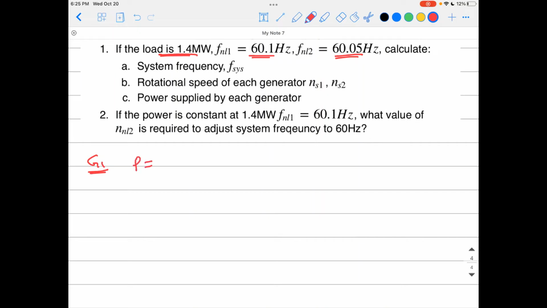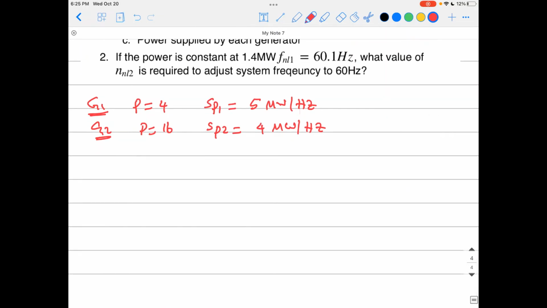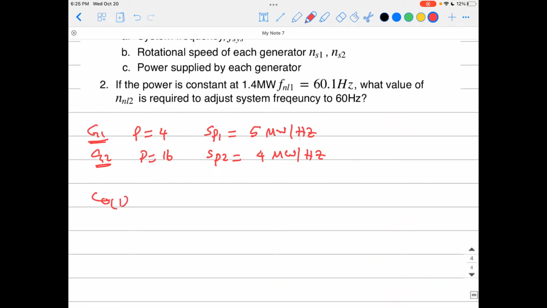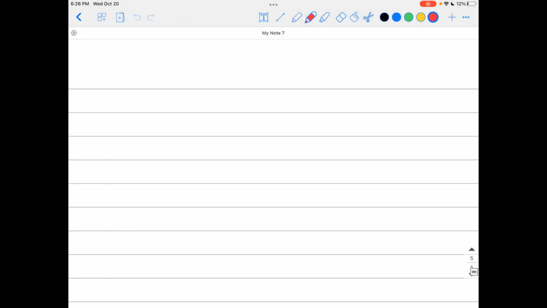So for generator 1, number of poles P equals 4, and the slope of the curve is 5 megawatts per hertz. Okay. For generator 2, the number of poles P equals 16, and the SP2 equals 4 megawatts per hertz. Okay. Still given that P load equals 1.4 megawatts, the F no load 1 equals 60.1 hertz, and the F no load 2 equals 60.05 hertz. And he wants you to find the system frequency.